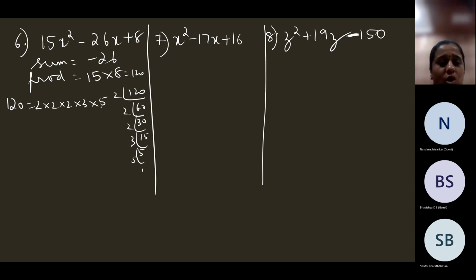Now I've told you, use all these numbers and make two numbers so that the sum is 26. Use all these numbers and make two numbers so that the sum is 26. The product will be 120. The sum should be 26. Let's see who does it first.